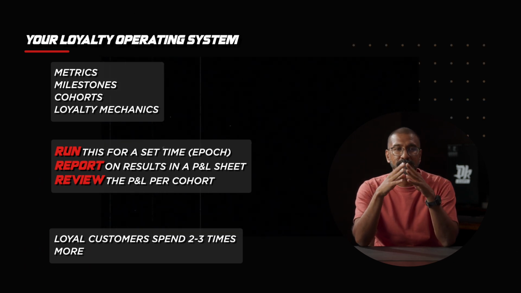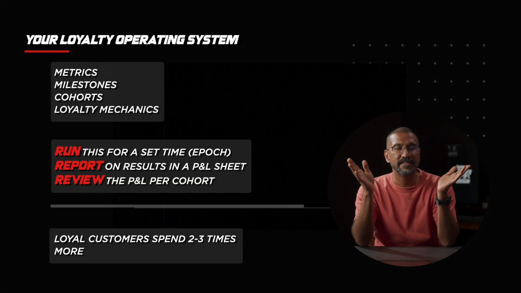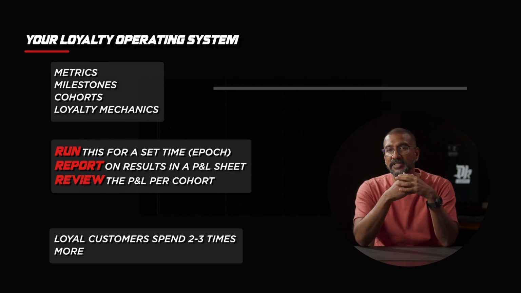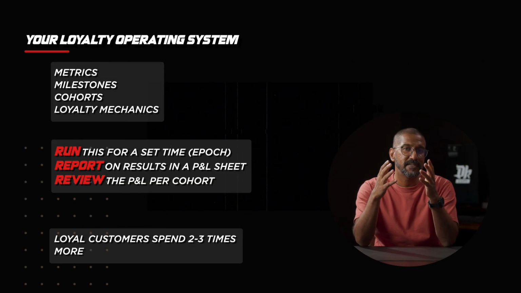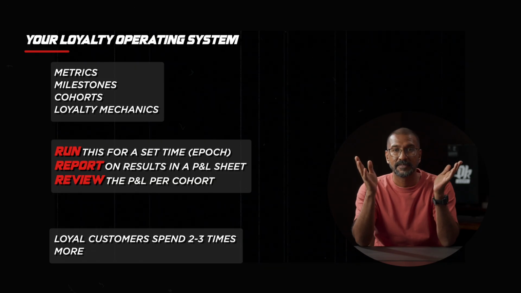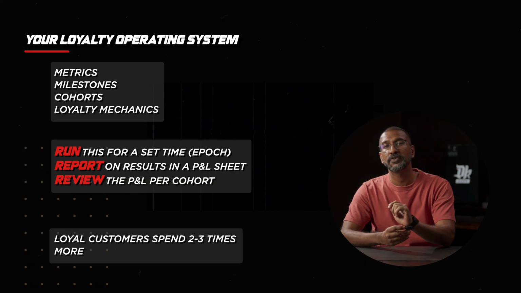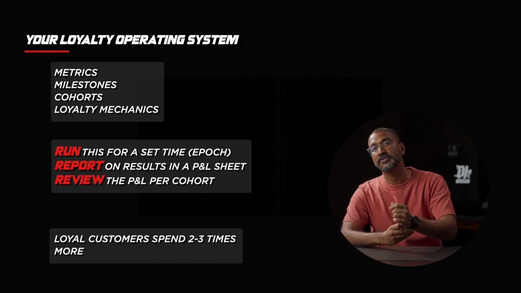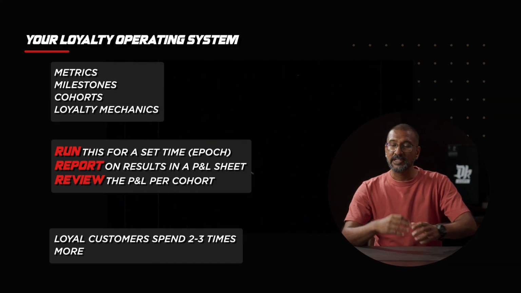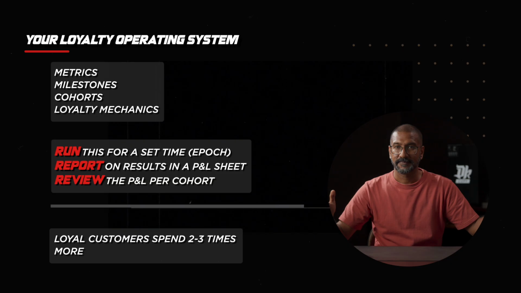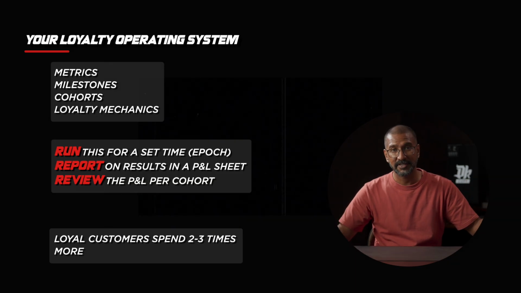So now it's just a case of pressing start and running the program, running everything, okay? And you want to run it for the epoch, the duration of the epoch, 90 days, 120 days, whatever that is, okay? Afterwards, you want to come back to the table and look at all the feedback you've gotten from this activity, from this program. You want to put it into some sort of profit and loss statement, right? So there needs to be a P&L for the loyalty program, right?